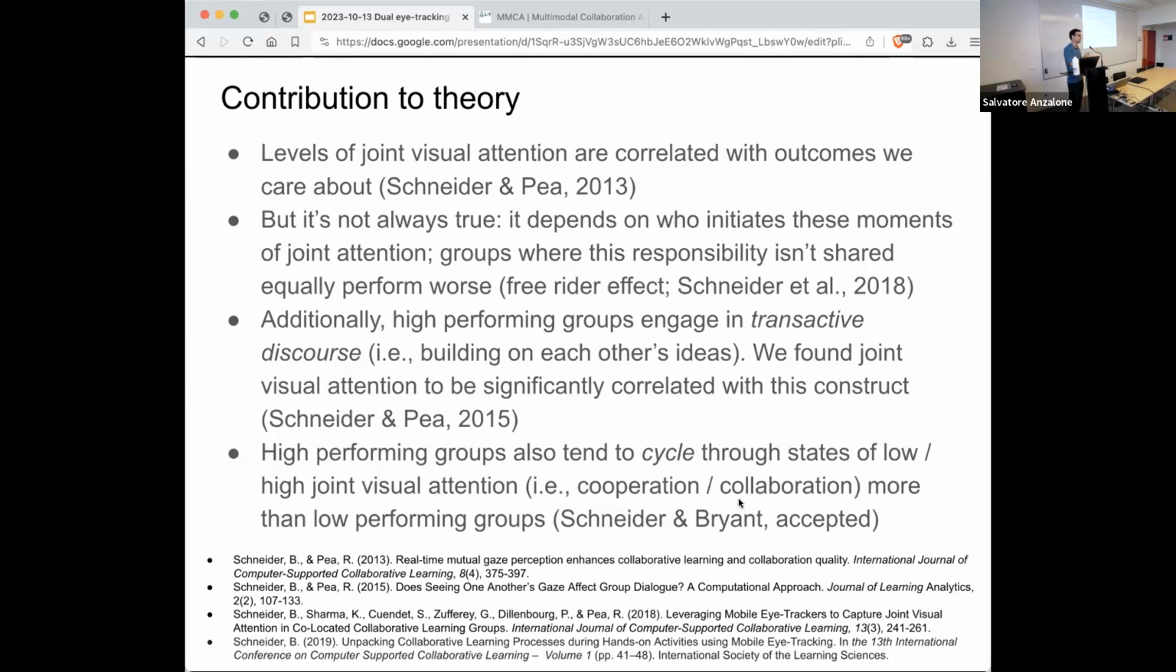And again, I think this idea of triangulation is important. So if you have several measures that point in the same direction, for example, your transcripts are telling you that people are having good transactive discourse, and you find more visual attention, you have this rating scheme that also agrees, then you can be more confident that you're actually assessing the quality of their collaboration.